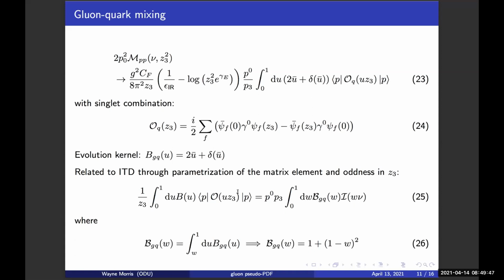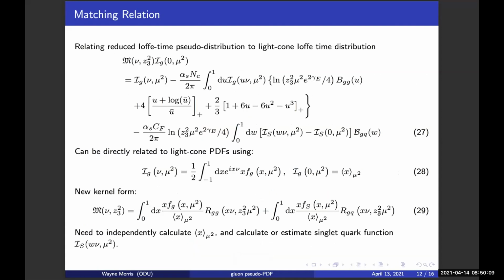So we relate it to the Ioffe time distribution through the following relationship. It can be shown that you can do this by taking the parameterization of the matrix element and taking advantage of the oddness in Z3. And so we get this new kernel, which is an integral over the old kernel, and it's right here. So finally, we can write our matching relation.